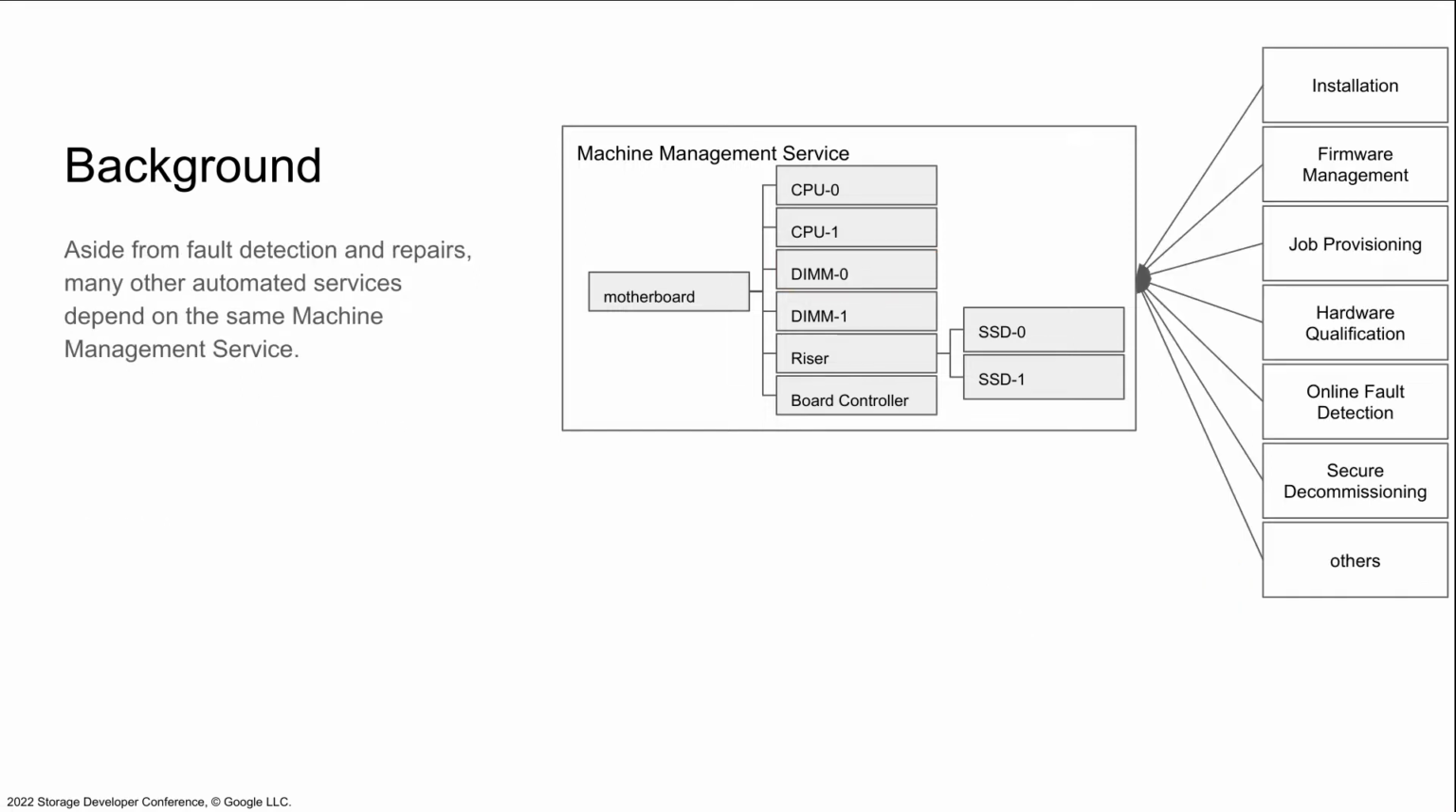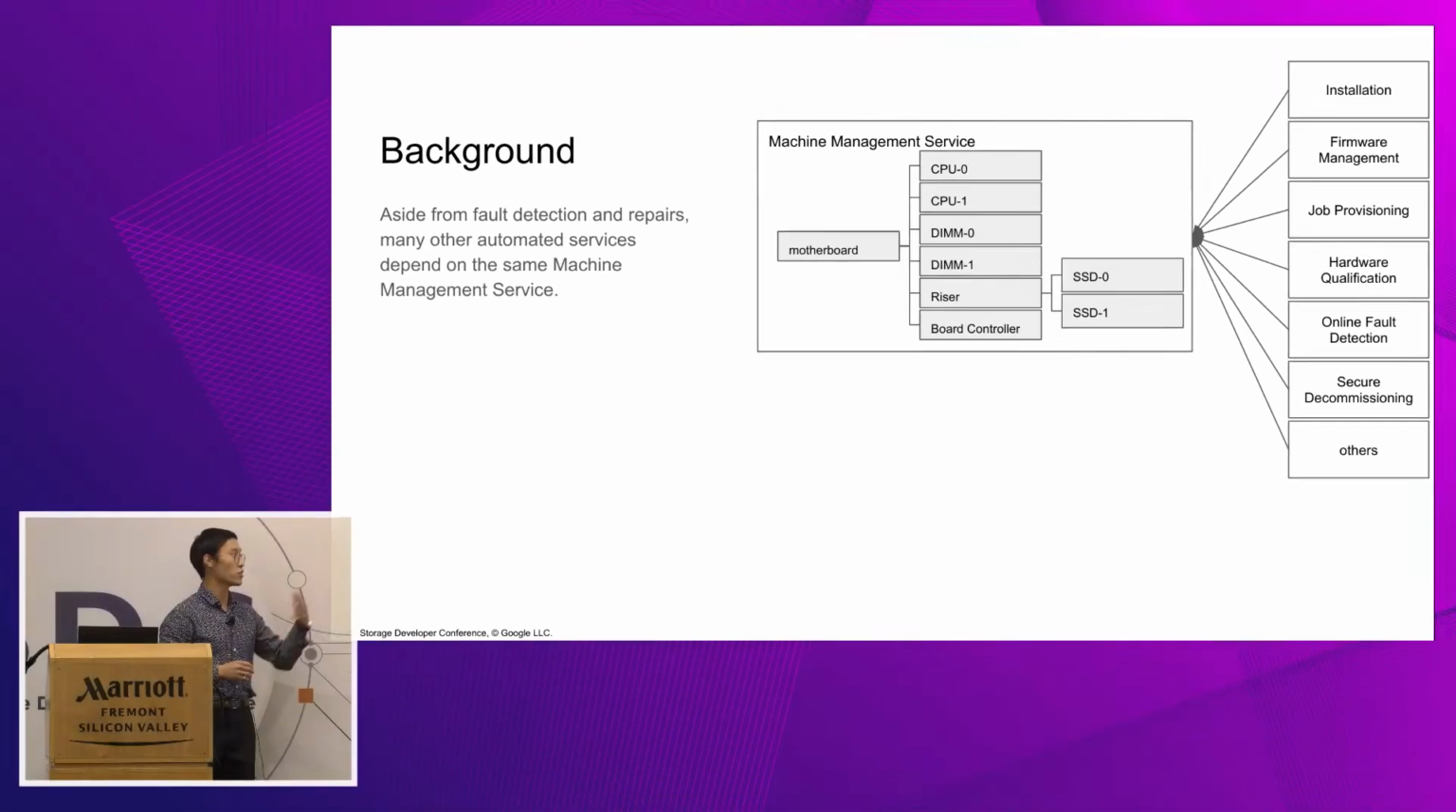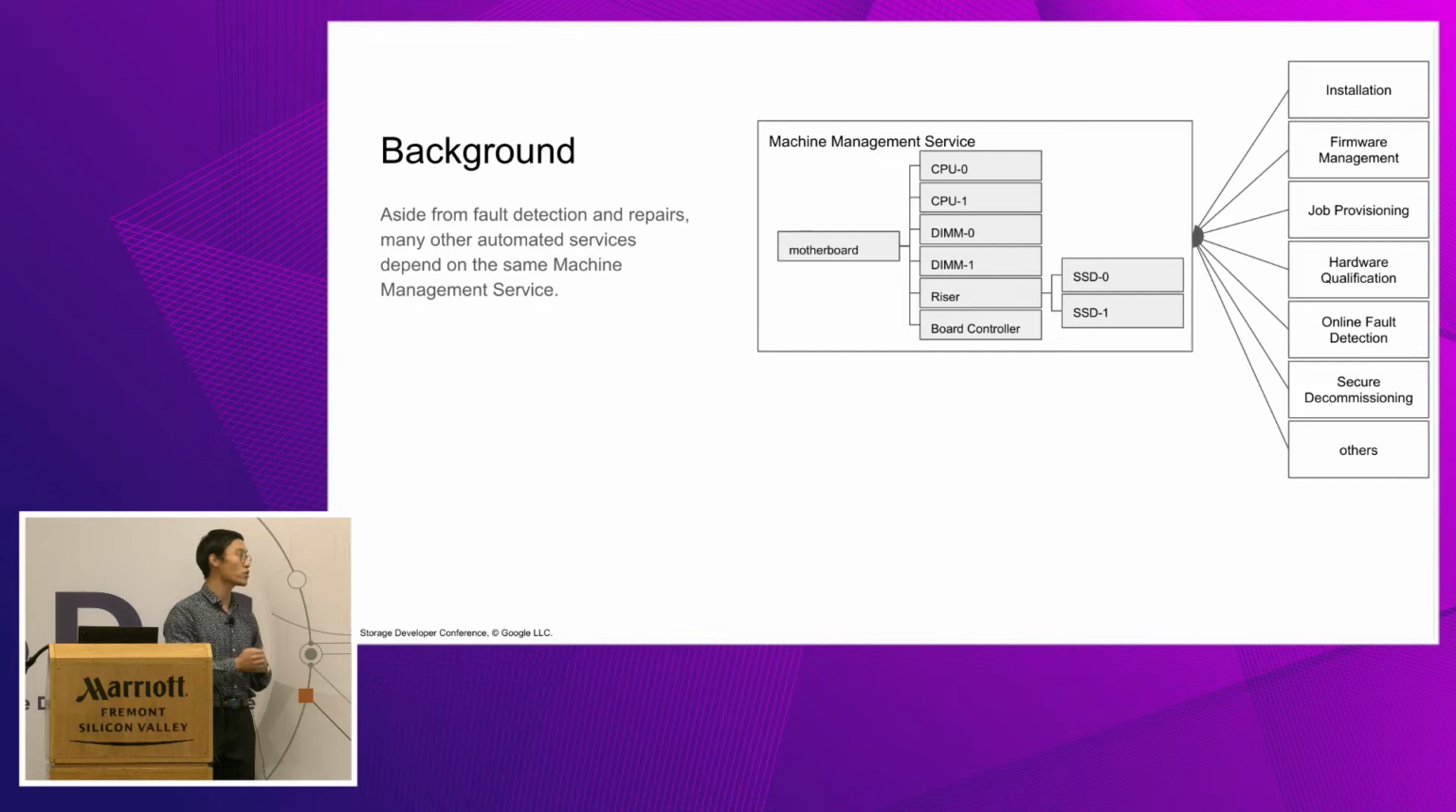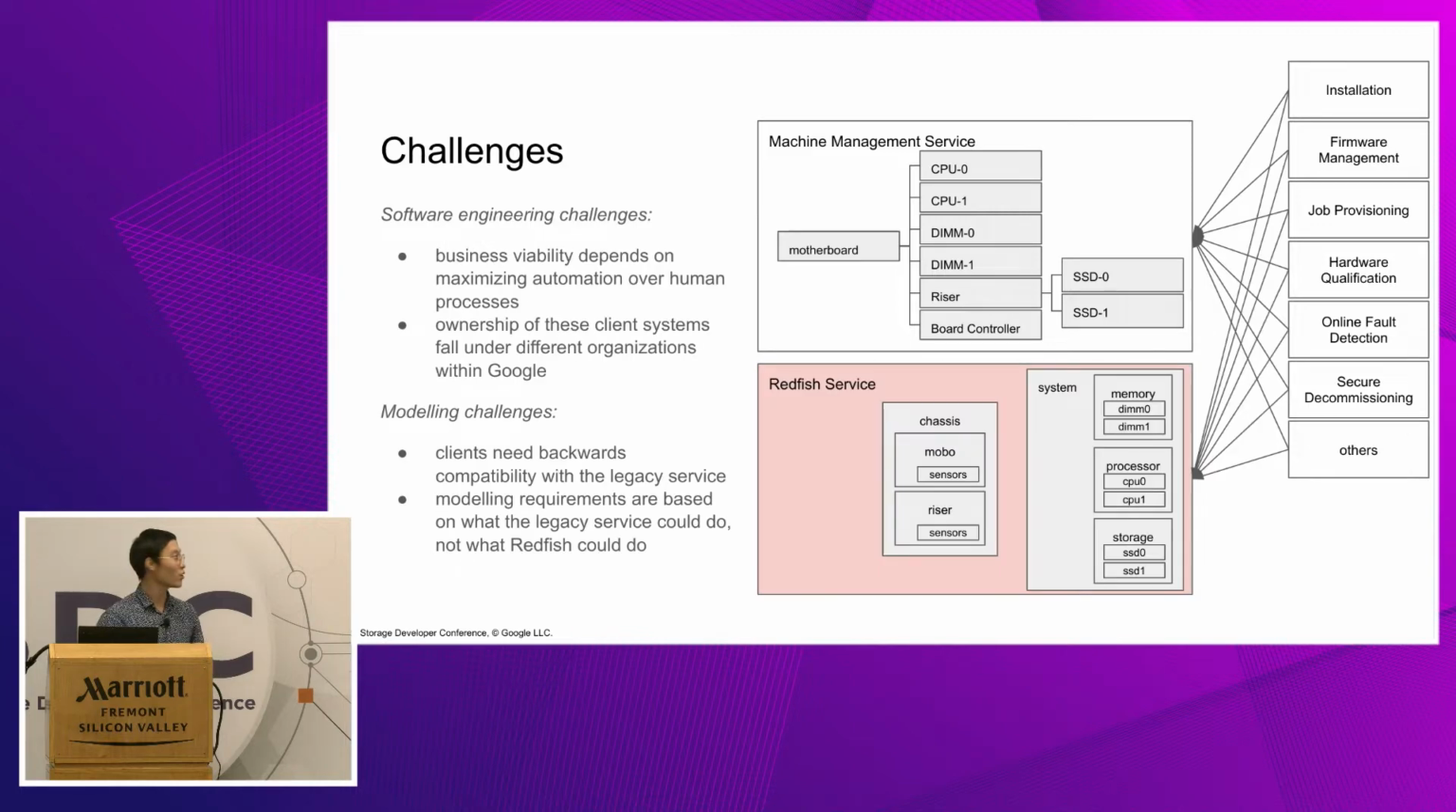So, aside from fault detection and repairs, there's lots of other automated services that depend on the same abstraction. You can imagine there's firmware management, installation, provisioning, decommissioning. There's lots and lots of different clients and users, and they're not all in the same org. These are distributed teams across Google. So the challenge is we tell them, hey, we're getting rid of the old model and we're putting in the Redfish model instead. You run into these 4 main challenges.